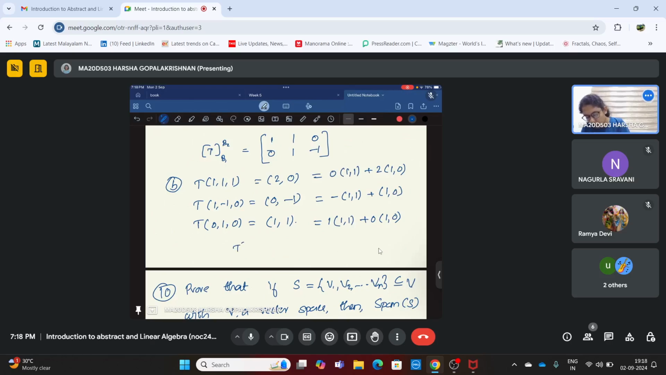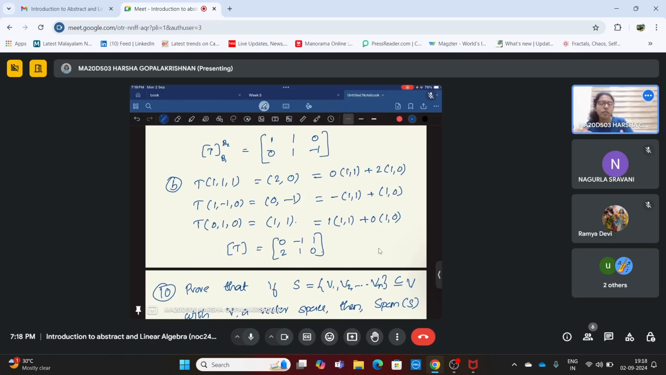Now we need to write the matrix form. It should be the rows 0, 2; -1, 1; 1, 0. Okay. So this is the matrix. So you can see both matrices are different. The reason is the basis changed. If at least one basis is changing, still the matrix will differ. So the matrix is with respect to the given basis.